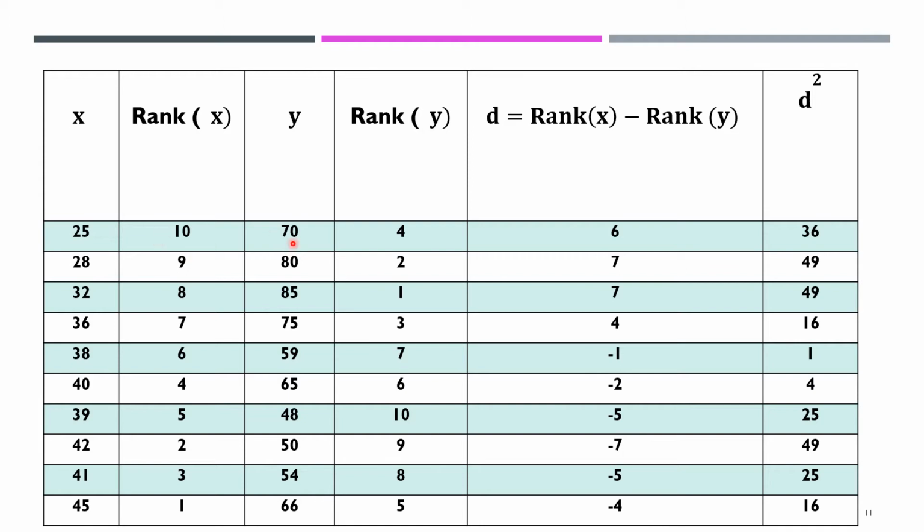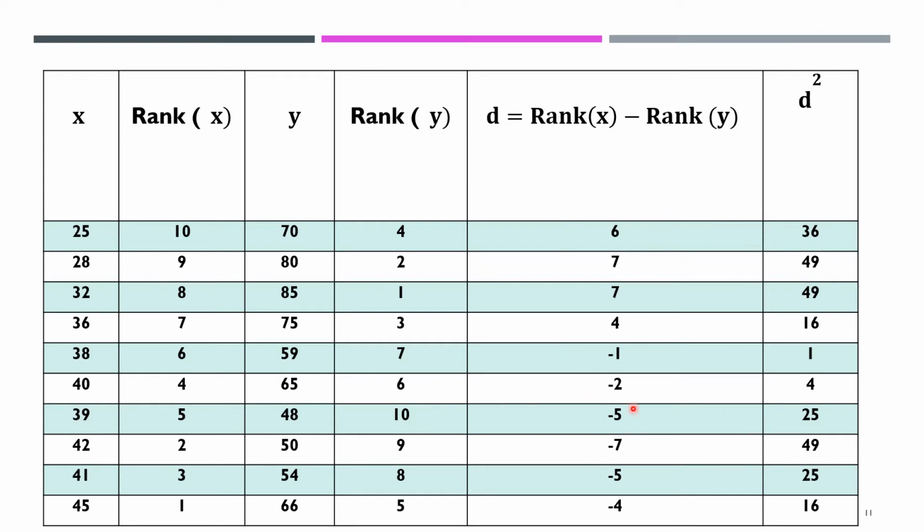Then calculating the difference in the ranks. D is equal to rank of X minus rank of Y. So 10 minus 4, 6; 9 minus 2, 7; 8 minus 1, 7; 7 minus 3, 4; 6 minus 7, minus 1; 4 minus 6, minus 2; 5 minus 10, minus 5; 2 minus 9, minus 7; 3 minus 8, minus 5; and 1 minus 5 is minus 4. So we have calculated the D column.